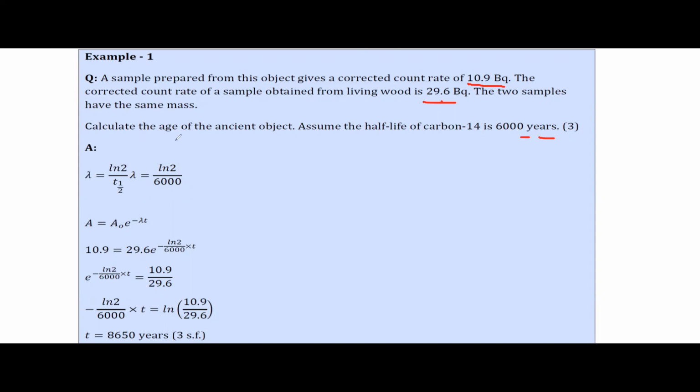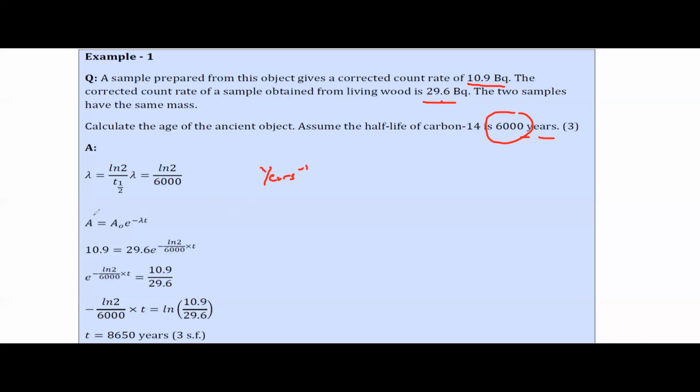So how can we work this out? We'll use the formula. First, we find the decay constant. The decay constant is ln 2 divided by t half, ln 2 divided by the half-life of 6,000. Because we are using years here, the answer will be in year inverse, because the unit is time inverse. If time is in seconds, lambda will be in second inverse. Time in minutes, minute inverse. Time in hours, hour inverse. Same thing for years.